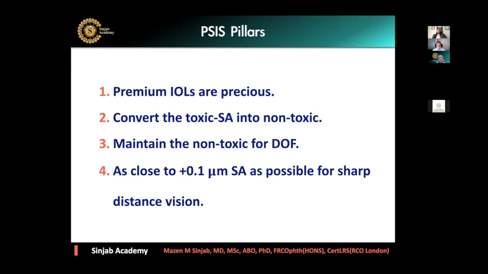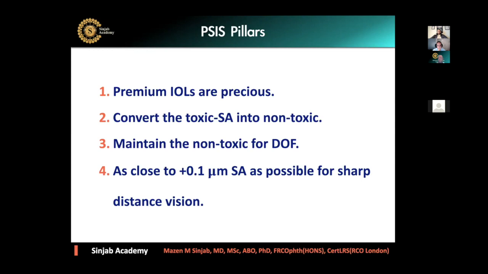Okay. We have to know the pillars of the PSIS. First of all, premium IOLs are precious, which means that they do not accept to be implanted in eyes that are not good quality, not good quality corneas. Otherwise, if you insert a premium IOL in such eyes, it will make trouble for you and for the patient. Second, if the spherical aberration in the cornea is toxic, you have to push it towards non-toxic.